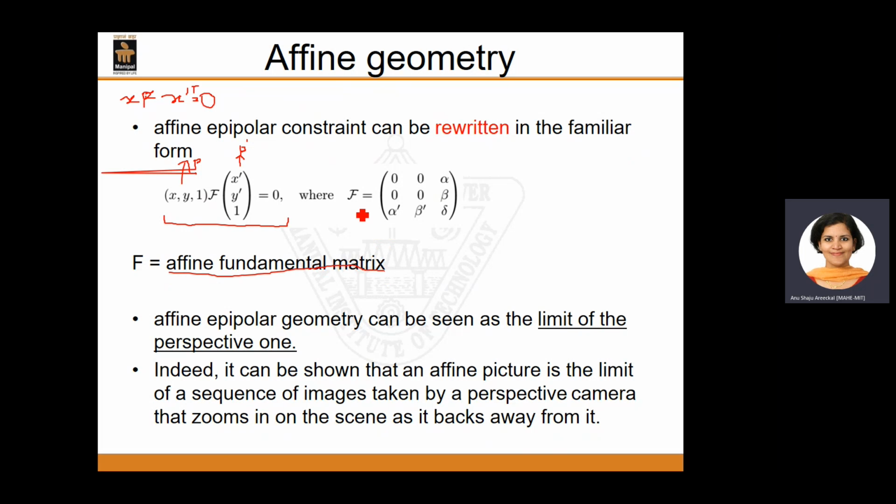And the affine fundamental matrix in this case takes a different form. Now it has parameters alpha, beta dash, and delta, right? These are the parameters which are associated with the affine geometry, okay? And the fundamental matrix can be written in this form.